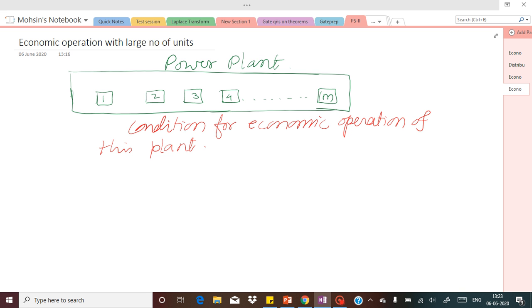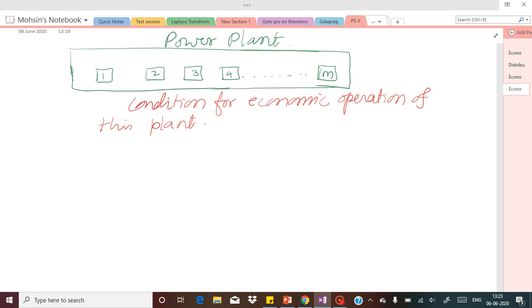Now obviously, whatever maximum demand will come, whatever load will come, that load needs to be supplied by the power plant. To supply the load, the power plant has to select, or you can say allocate, the load to different units of the power plant. So it has to allocate the incoming load on units of the power plant. Then only you can say the power plant is going to operate at economical condition, and also it will be able to supply whatever load demand is coming at that particular instant of time.